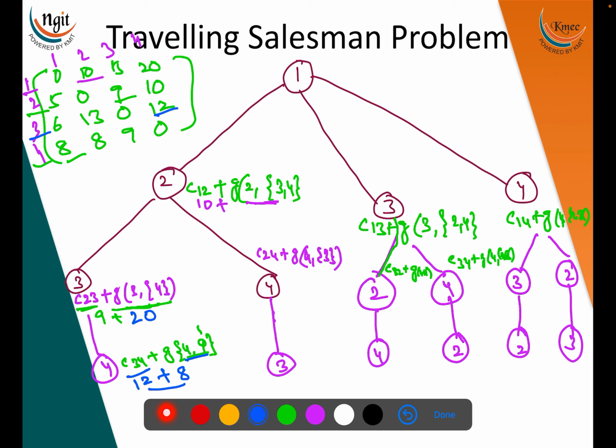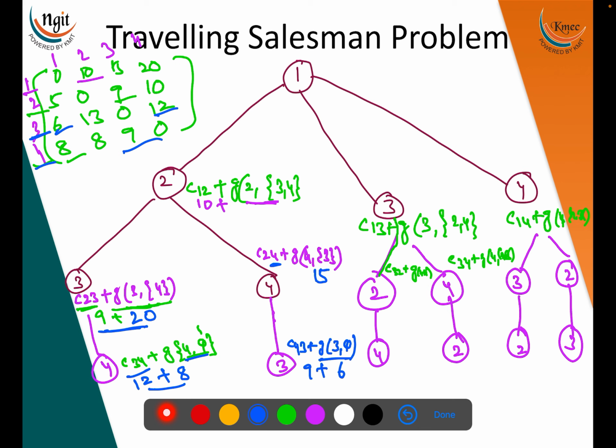So this 9 plus 20 is 29. And you should know this cost also. Let's try. So now 3. Here the vertex C43 plus G(3, pi). Now G(3,1), 3 comma 1 is 6. And C(4,3), 4 comma 3 is 9. 9 plus 6 is what? 15. So we'll send 15 here.